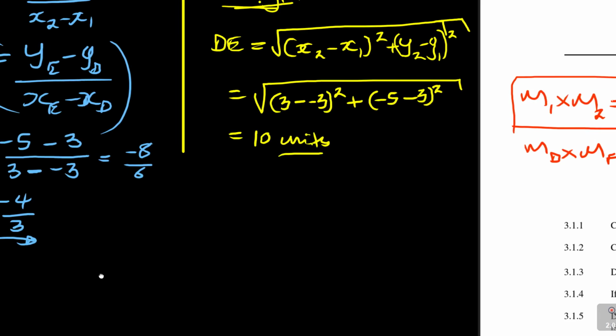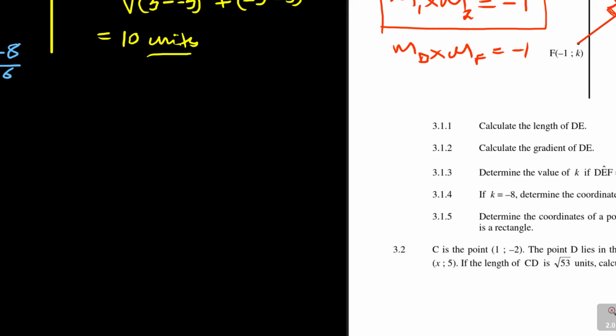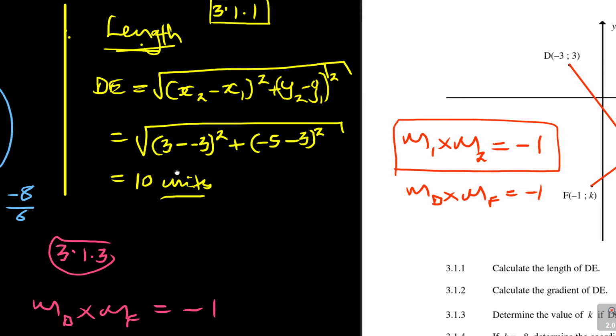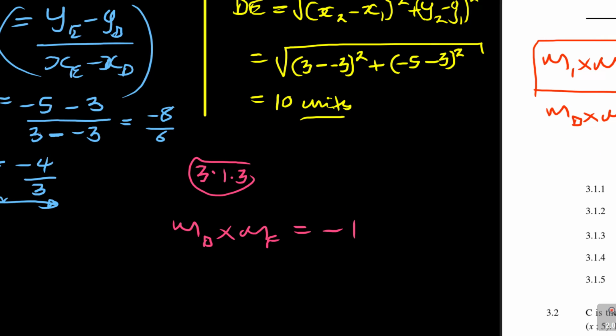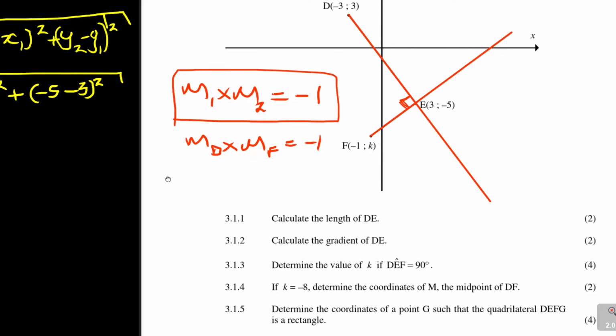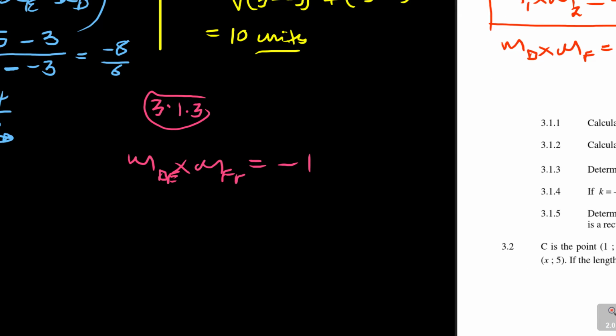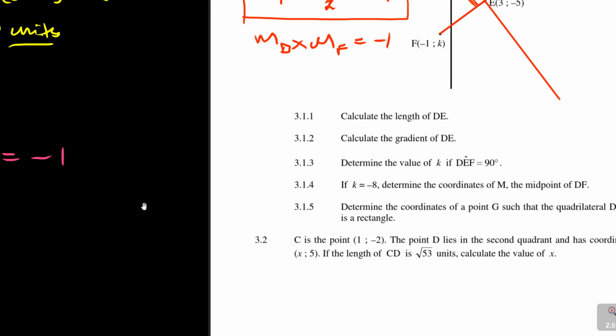So I'll come here and say question 3.1.3. So we are saying gradient M of D times M of F, it must give me a -1. But I know M of D. We just did gradient of, okay, DE. Actually, not M of D. It is M of DE, and then times M of FE. The better one is to say FE because we're talking about a line. Gradient is not a point. So let me correct that. It's DE here and FE because the gradient is not a point, it's a line.